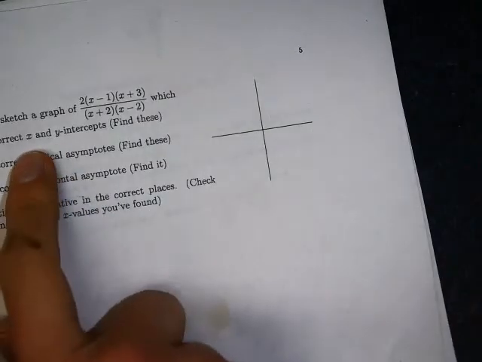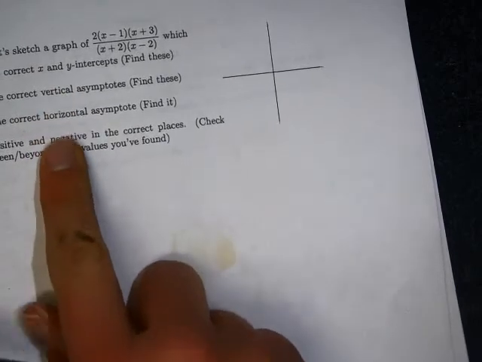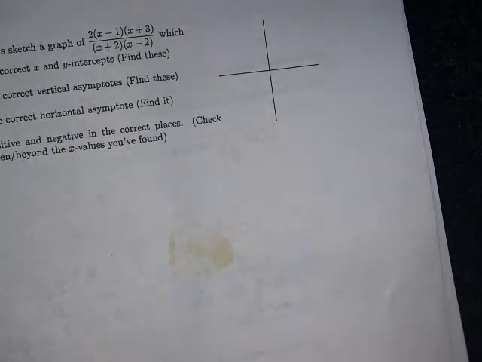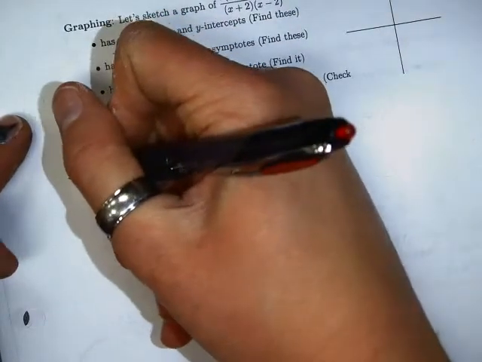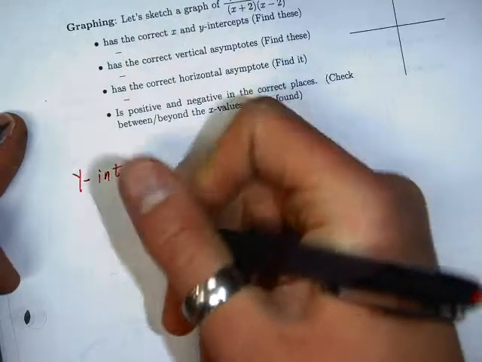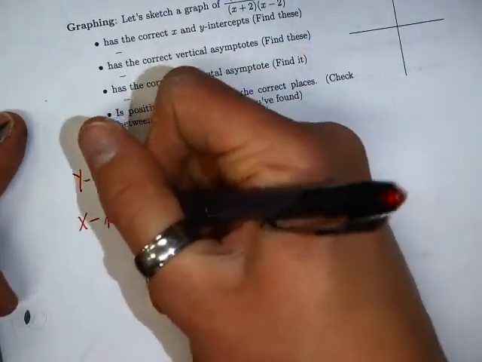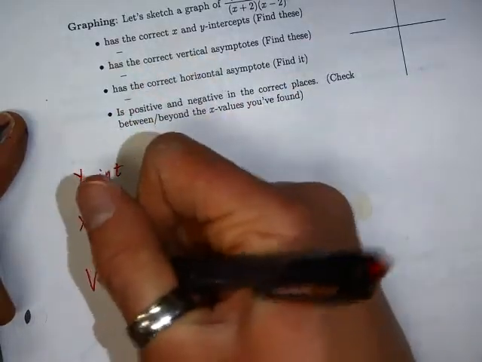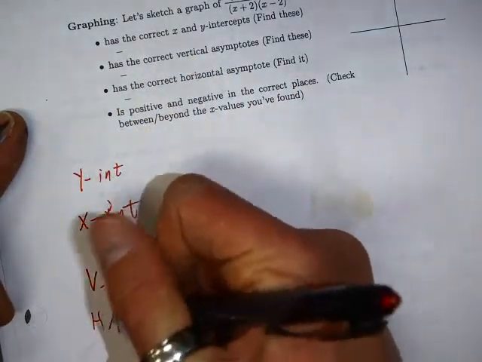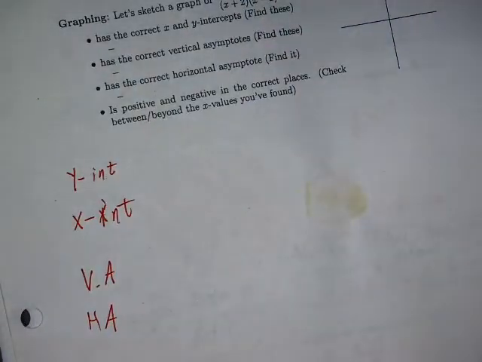We will find the x and y intercepts. We will find the vertical asymptotes. We'll find the horizontal asymptotes. We'll check for positivity or negativity. And maybe I'll start by just writing out the thing. So I need to find the y-intercept. There will always only be one y-intercept, at most. I need to find the x-intercepts. I need to find the vertical asymptotes and the horizontal asymptotes. And I want to avoid doing work if I can.